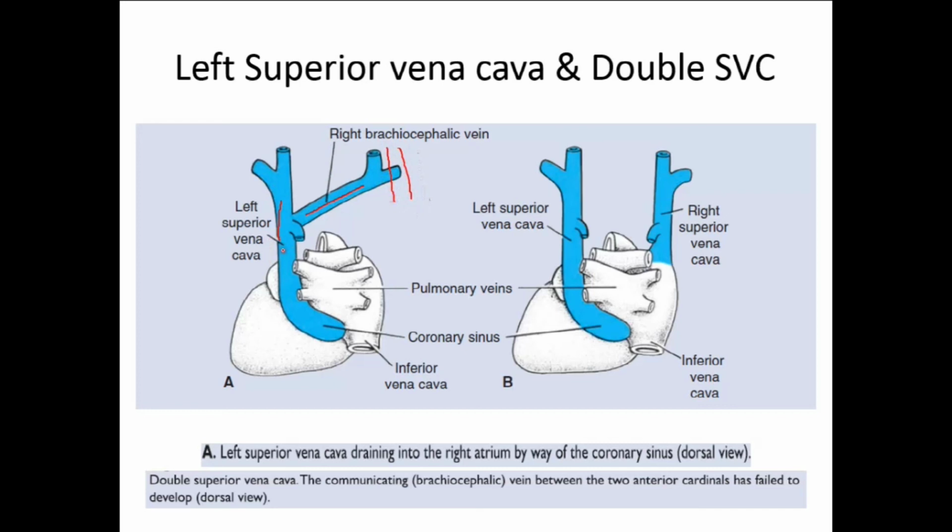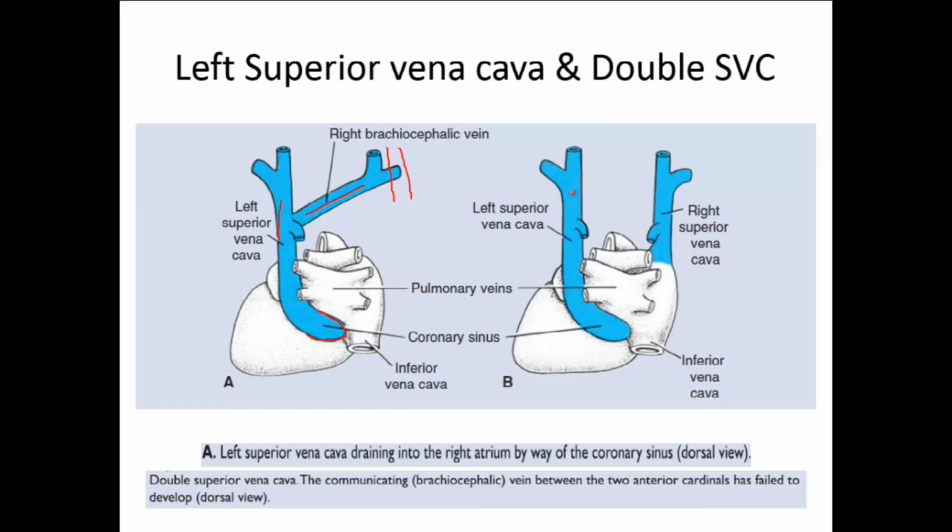And how will this superior vena cava enter the heart? Because the common cardinal opens into the sinus venosus horn, it will open up in the left horn, and the left horn, we know, is forming the coronary sinus.